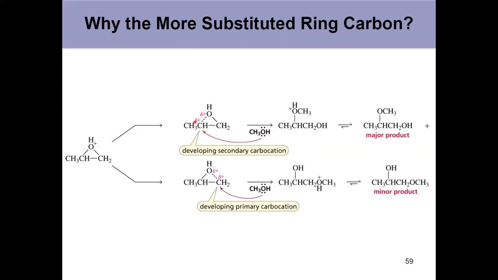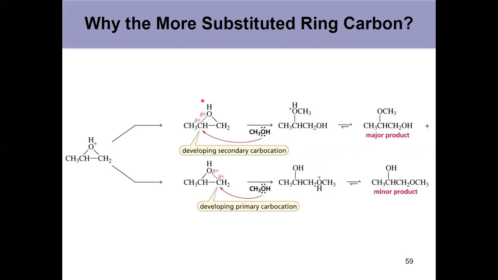It's called that way because the leaving group leaves early like it would in an SN1 reaction, but you don't fully form a carbocation like you would in an SN1 reaction. So it's a little bit of SN1, a little bit of SN2. But again, just know that you attack the more substituted ring carbon if it's acidic, and if you show it as an SN2 reaction, that's fine.